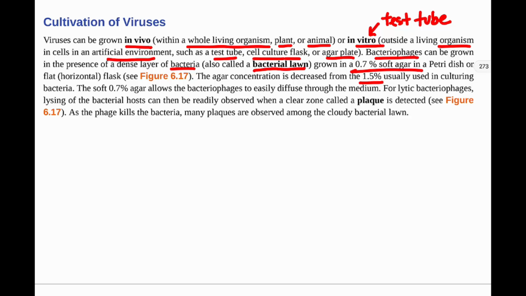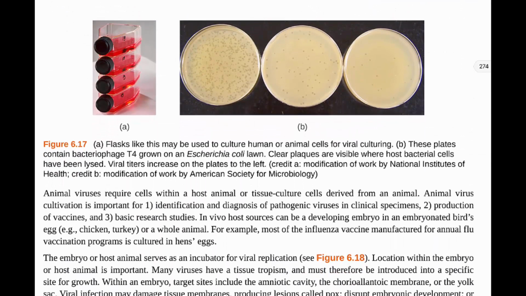It would just be a whole lawn, meaning completely covered. This can be grown in either a petri dish or what's called a flat flask or a horizontal flask. And we can see an image of that down here. So here's our typical petri dish or agar plate. You can see this creaminess here is the agar. You can see the creaminess in all 3 of these plates.